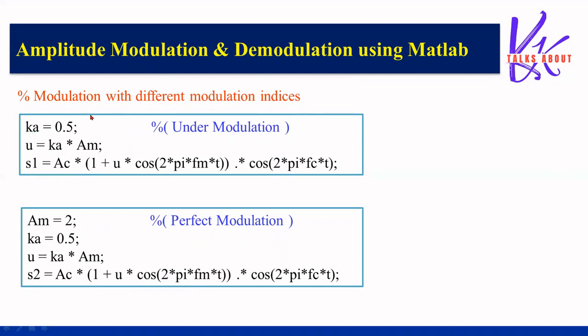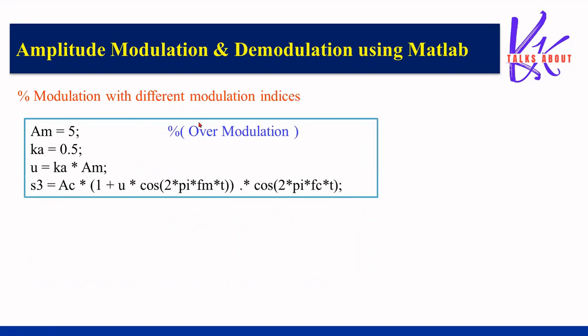Now, let us see the third case, that is over modulation. In the over modulation, I am taking the amplitude of the message signal to be 5, and the amplitude sensitivity is defined as 0.5. So when I multiply Ka into Am, the value will be greater than 1, and then the wave is over modulated. Now we have already generated the three waves.